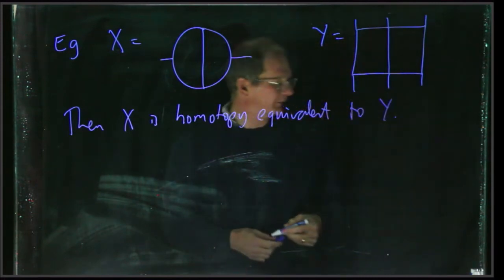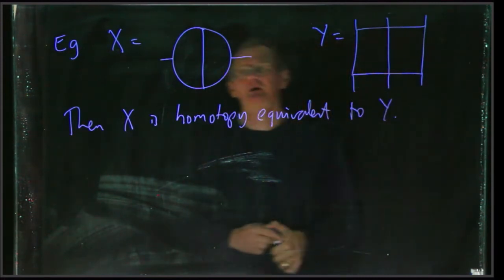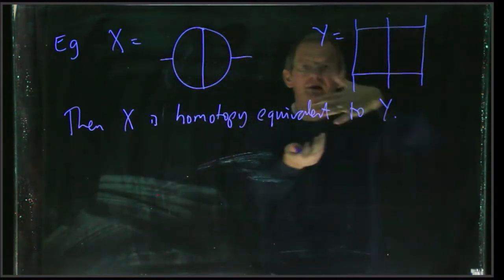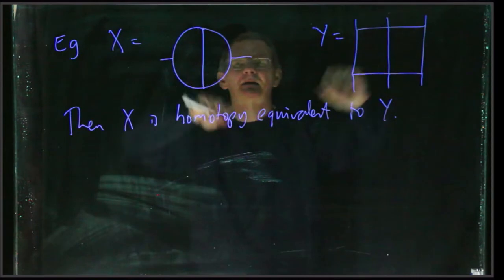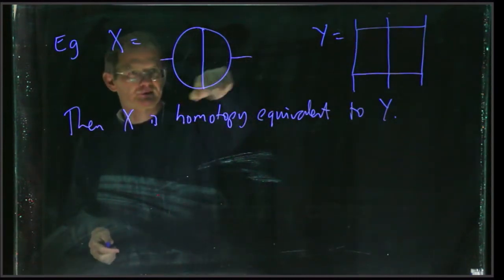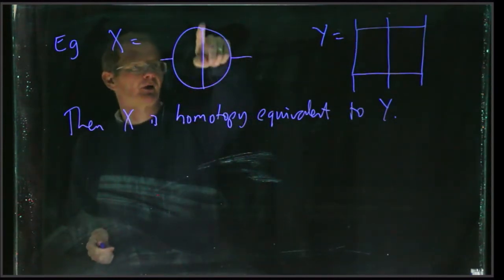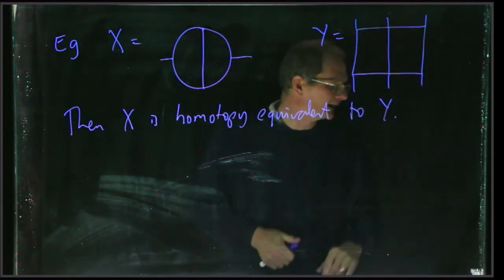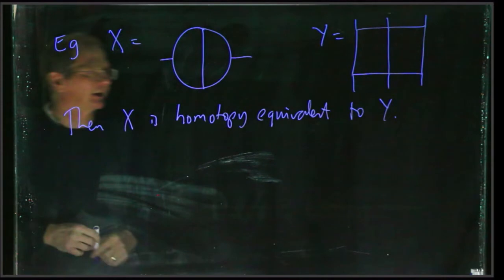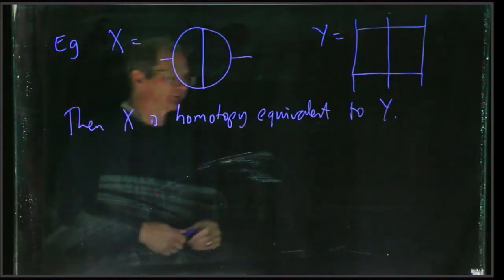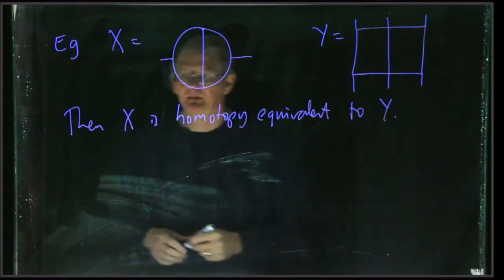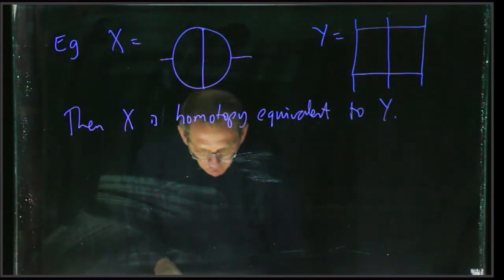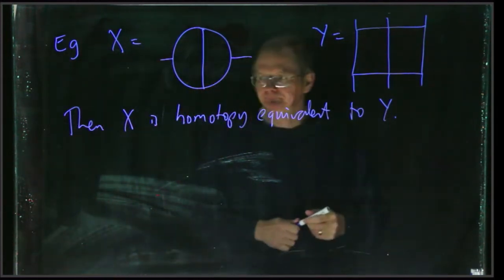Okay, so I won't write a detailed proof of that, but the main point is that these sticking-off bits we can shrink down to 0, pulling them back into the main body of the space. Then if you just look at the middle part here, the circle and the line through it, that's homeomorphic to the middle part of Y, and based on that, you can cook up an explicit homotopy equivalence between them. But I'll leave more details of that as an exercise. Okay.